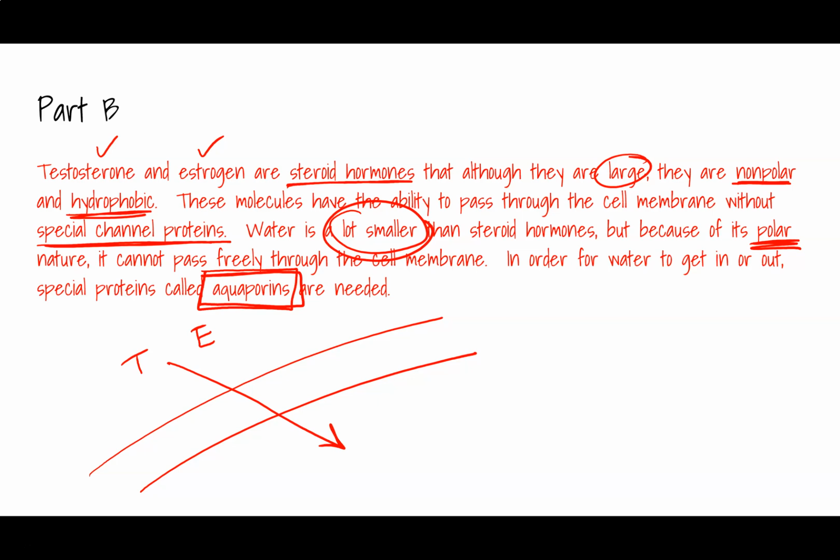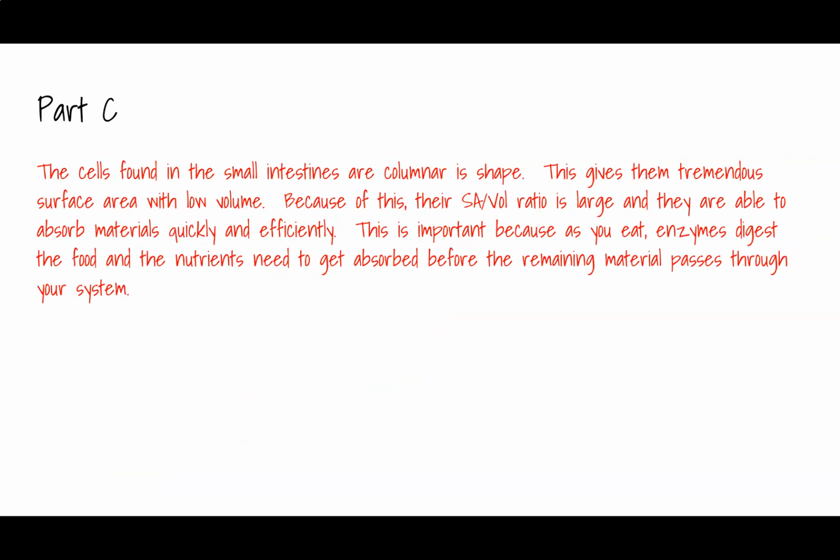But again, be specific. The last part talked about the cells of your intestines. A lot of you put spherical. No good. They have to be columns. And if you said columns, you didn't tell me anything else about it. What I needed you to tell me is that their surface area to volume ratio is huge, and because that's huge, they can absorb materials better.